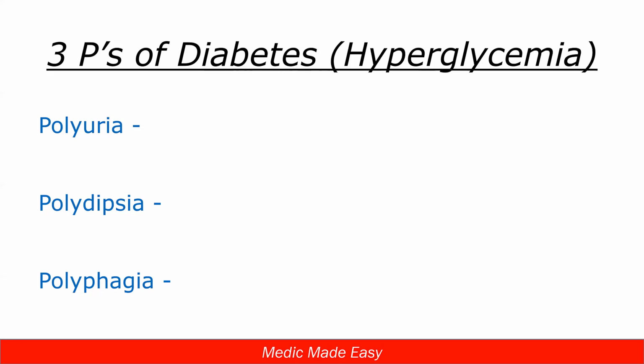Whether it's type 1 or type 2, the issue becomes this constantly elevated blood sugar level. So the 3 Ps are polyuria, polydipsia, and polyphagia. And it's a good order for us to talk about. So polyuria: poly is a lot or many, and uria is referencing urination. So frequent urination is polyuria.